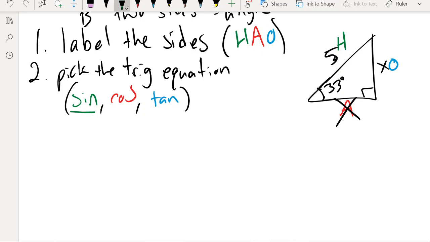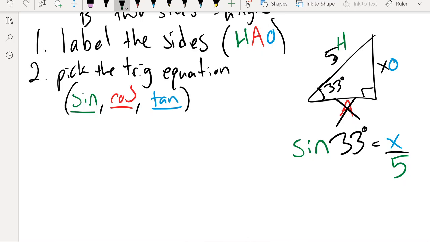And for sine, to differentiate my colors here, I'm going to underline sine. Okay, so here we go. So sine of theta, which is 33, so I'm going to use 33 degrees, equals O, which is x, over h, which is 5. All right, so there we go. So O is x, h is 5, and it's the sine of 33. Don't forget sine of the angle.